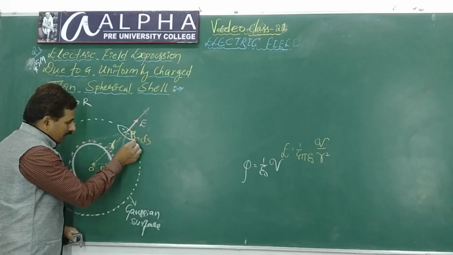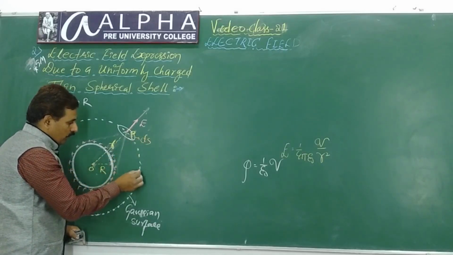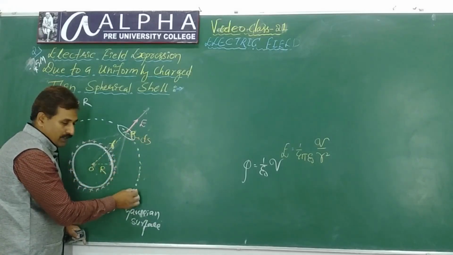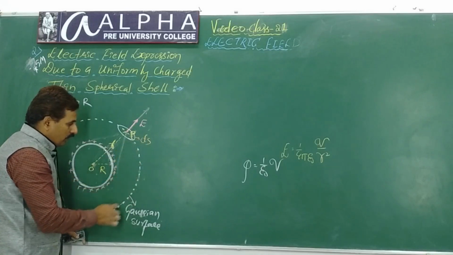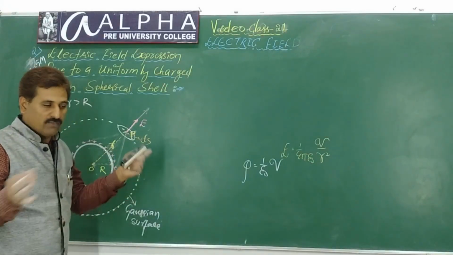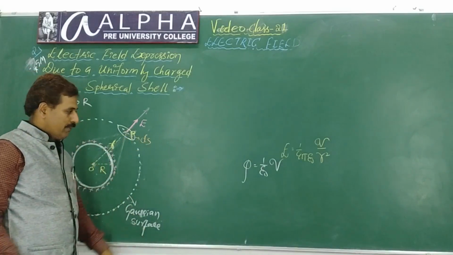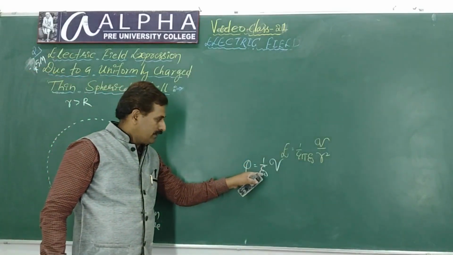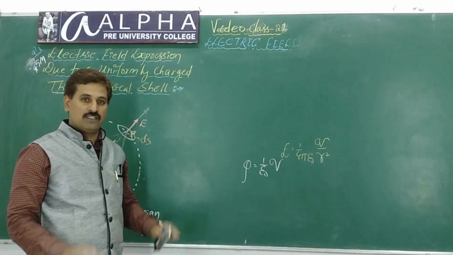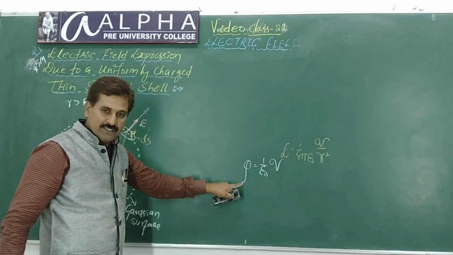So you consider another surface adjacent to this. One more here, one more here, one more here. You add the flux through all the surface areas to find the total flux. That total flux through the entire Gaussian surface must be equal to 1 by epsilon 0 times the charge enclosed. That's all. You need to find the electric flux expression.